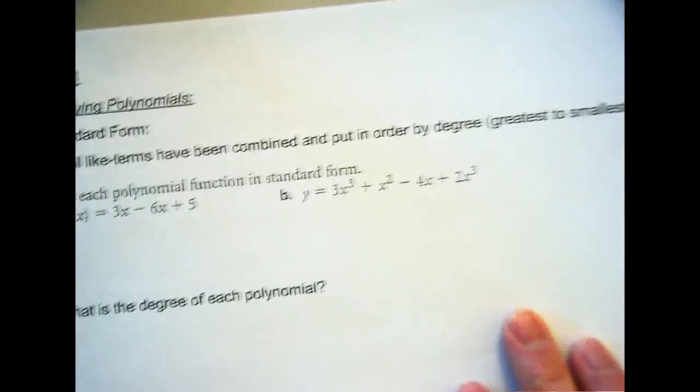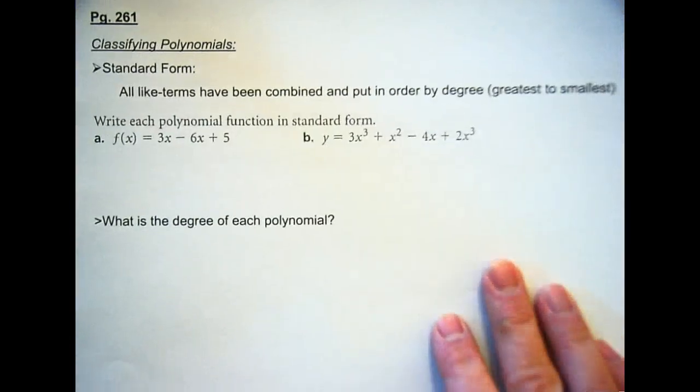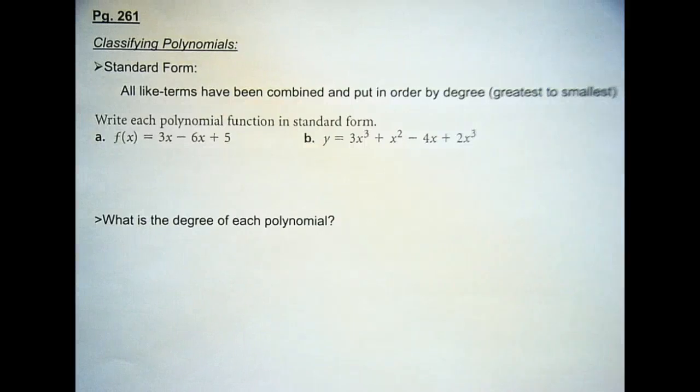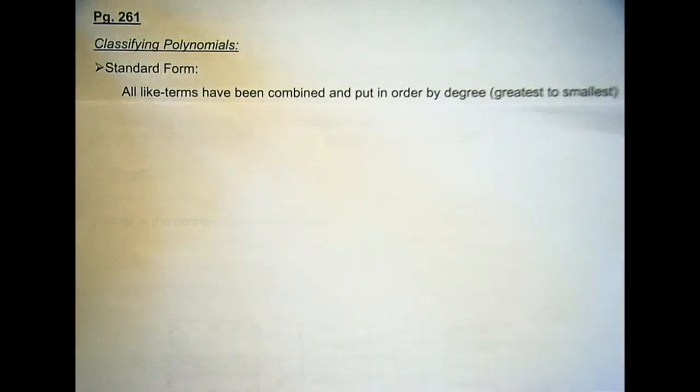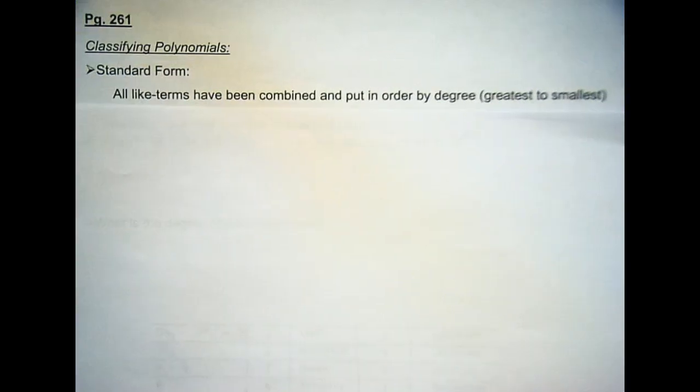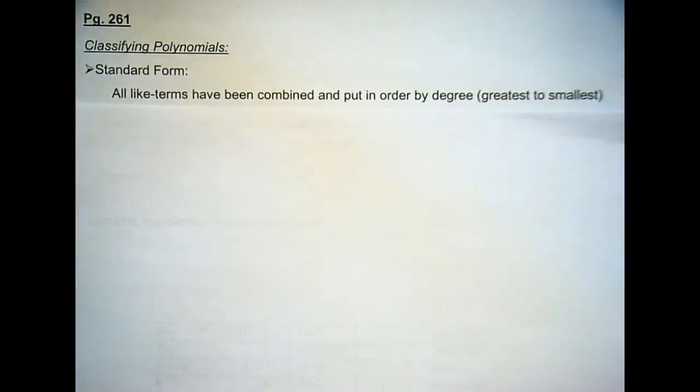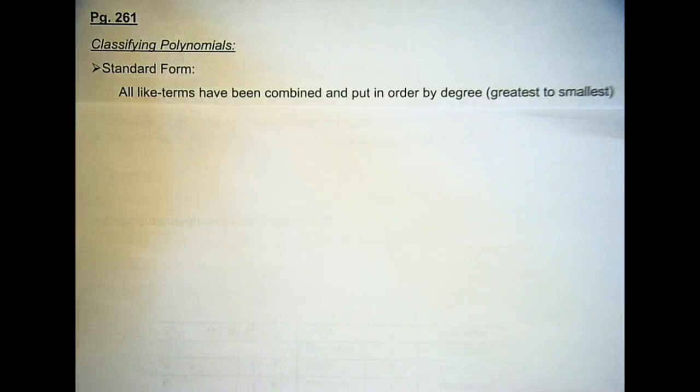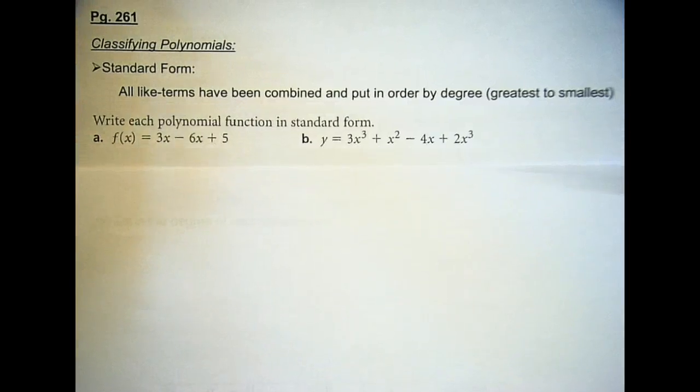All right. Page 261 of your text, if you were using your text to follow along, is where this information comes from. Standard form is when all terms have been combined and put in order by degree, from greatest to smallest. So you've combined all like terms, put in order by degree from greatest to smallest. Based on that, I want you to write those two polynomials in standard form. Okay, here we go.